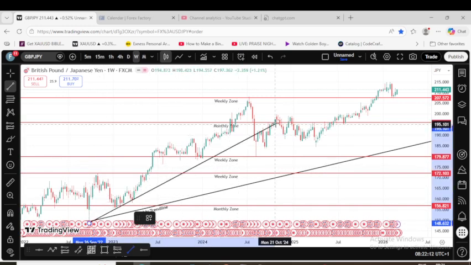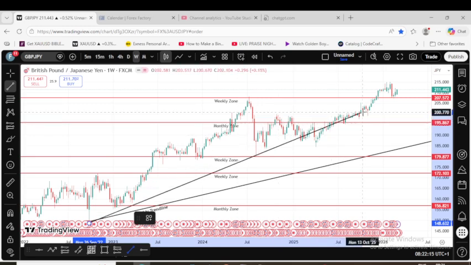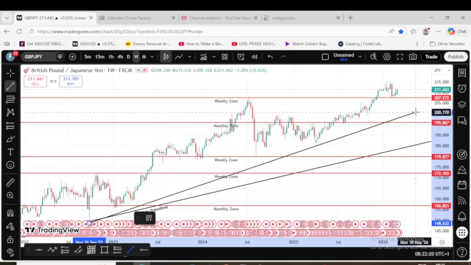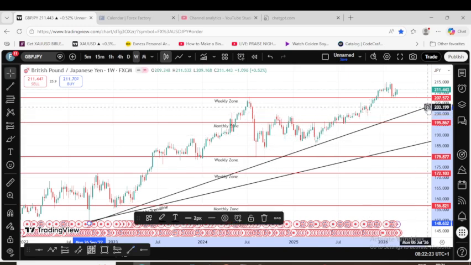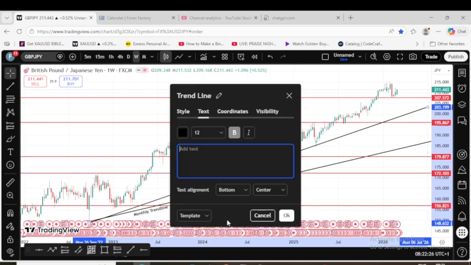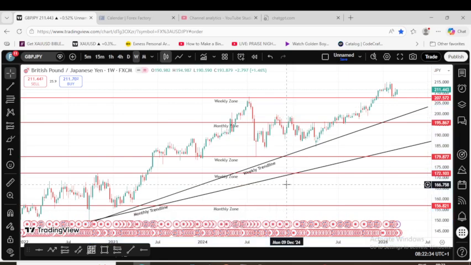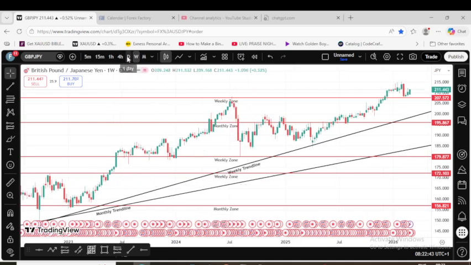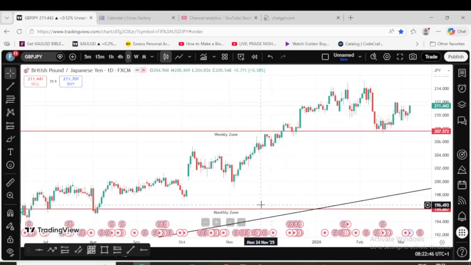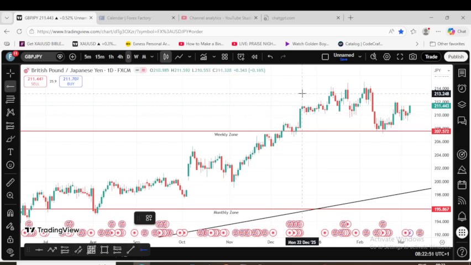We could draw a trend line like this, but since I said we could draw it like this, same thing. So this is our weekly trend line. Okay, so yeah, that's it. So now let's go down to our daily time frame and do the exact same thing one more time. Identify our zones and identify our trend lines.